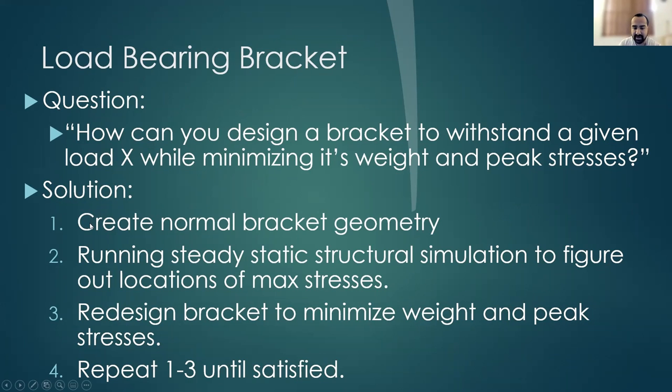So the way we're going to do this is we create a normal bracket geometry. We're going to run a static structural simulation to figure out the location of the max stresses. Then we're going to redesign the bracket to minimize the weight and peak stresses. And then you just reiterate steps 1 to 3 until you minimize its weight enough and you reduce the peak stresses enough to within whatever criteria you're interested in.